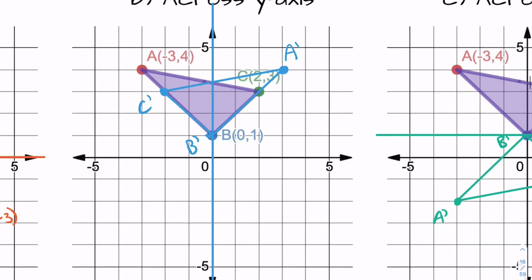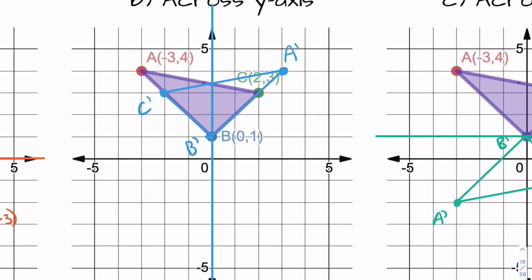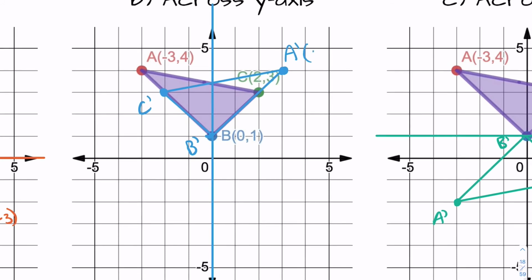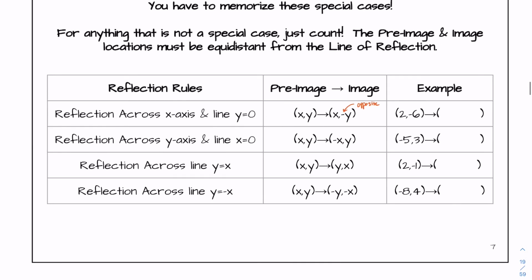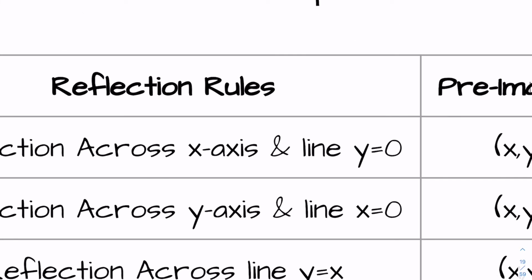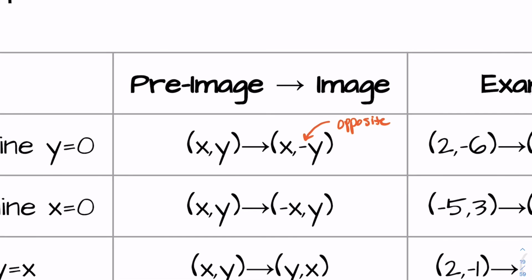And then for a flip across the y-axis, that same thing happens, but backwards. So here we have negative 3 comma 4, and here we have 3 comma 4. Well, what's happening? They're staying exactly where they are, but the x value is becoming opposite. And so when we're done with all this, we see that for the x-axis and the line y equals 0, the x's stay the same, but the y's become opposite, and they stay exactly where they were.